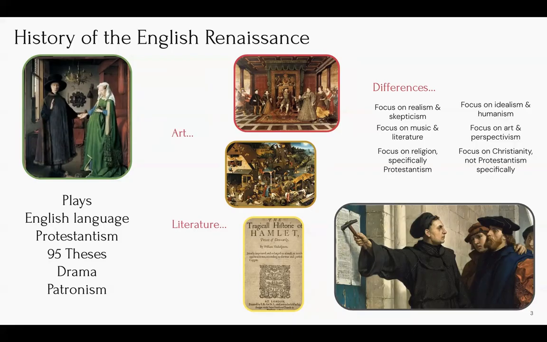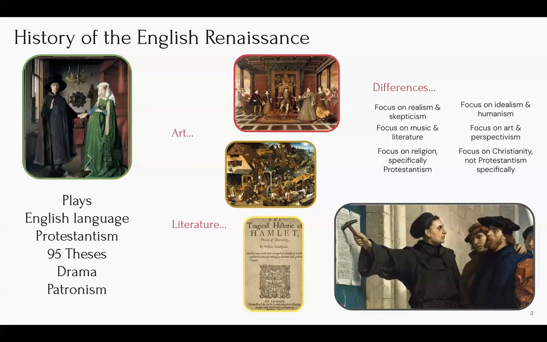Then for some differences, there was a big focus on realism and skepticism in the Italian Renaissance, and then a focus on idealism and humanism in the English Renaissance, a focus on music and literature versus a focus on art and perspectivism, and a focus on religion, specifically Protestantism, and then a focus on Christianity, not Protestantism specifically, during the Italian versus the English Renaissance.